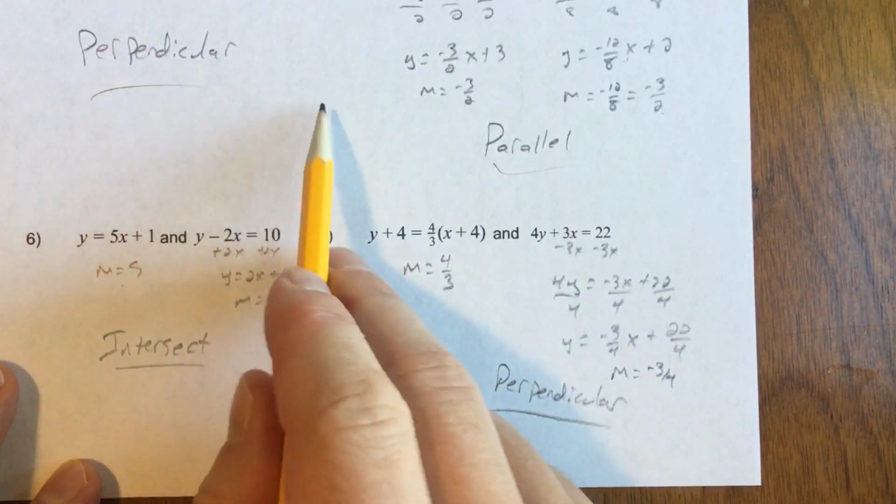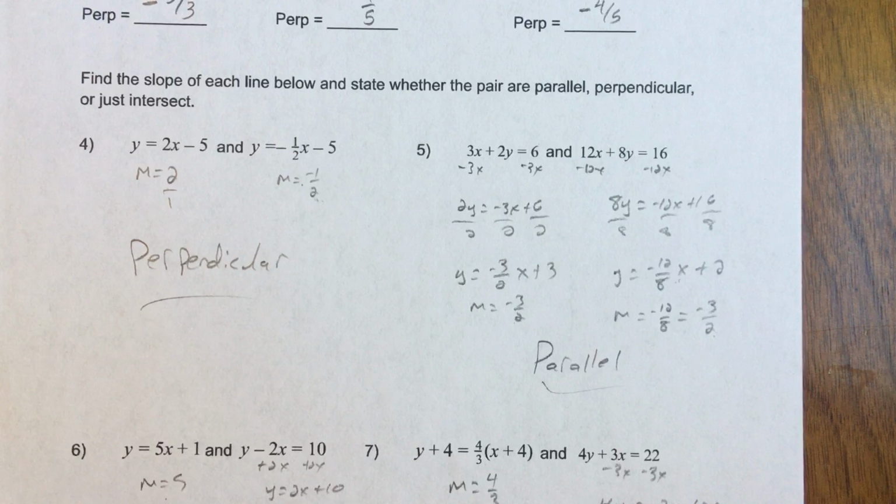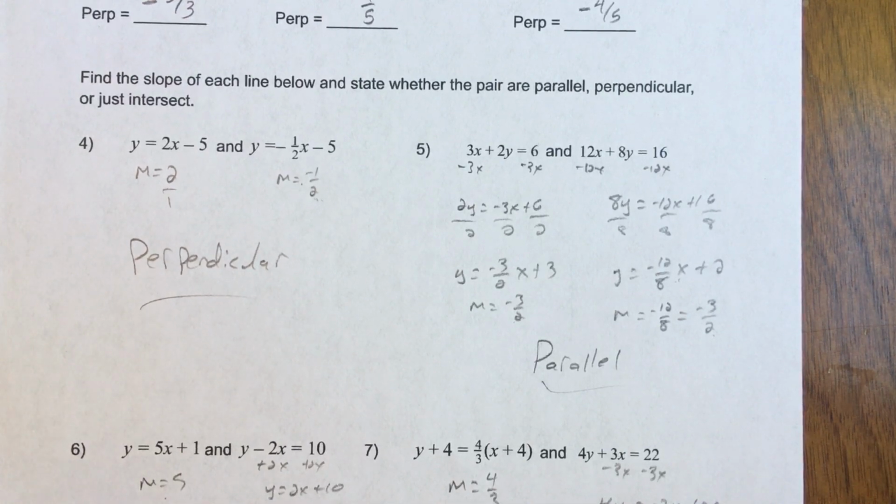So that's what you want to do on all of these here: you just find the slope and then compare the slopes. If they're the same, they're parallel. If you can flip one and change the sign to get the other, they're perpendicular. If you can't do either of those things, then they just simply intersect.